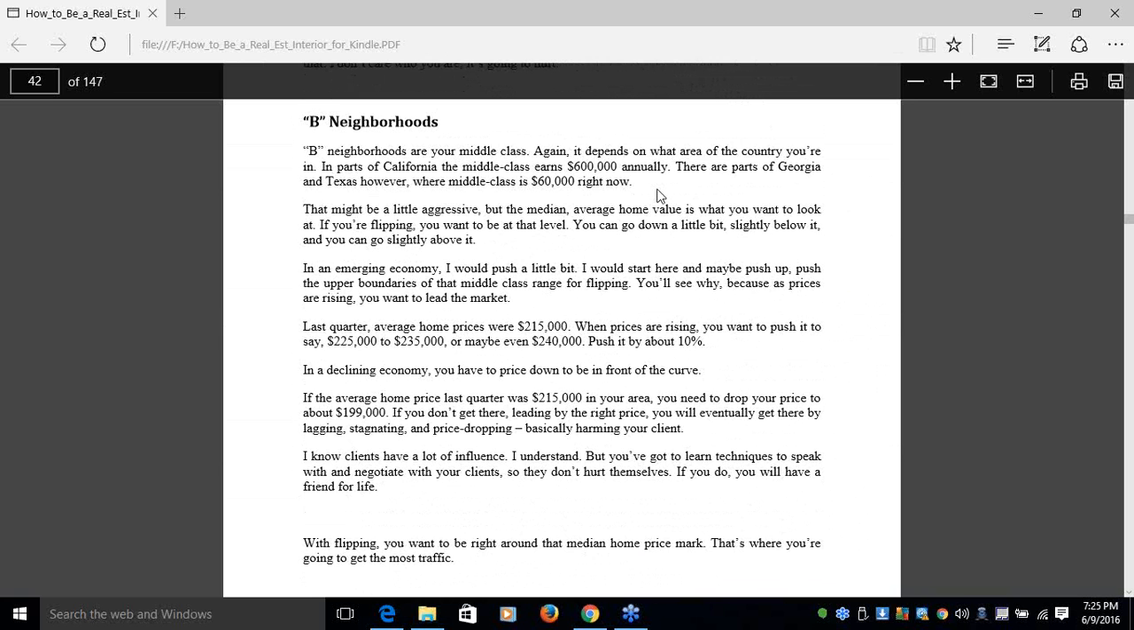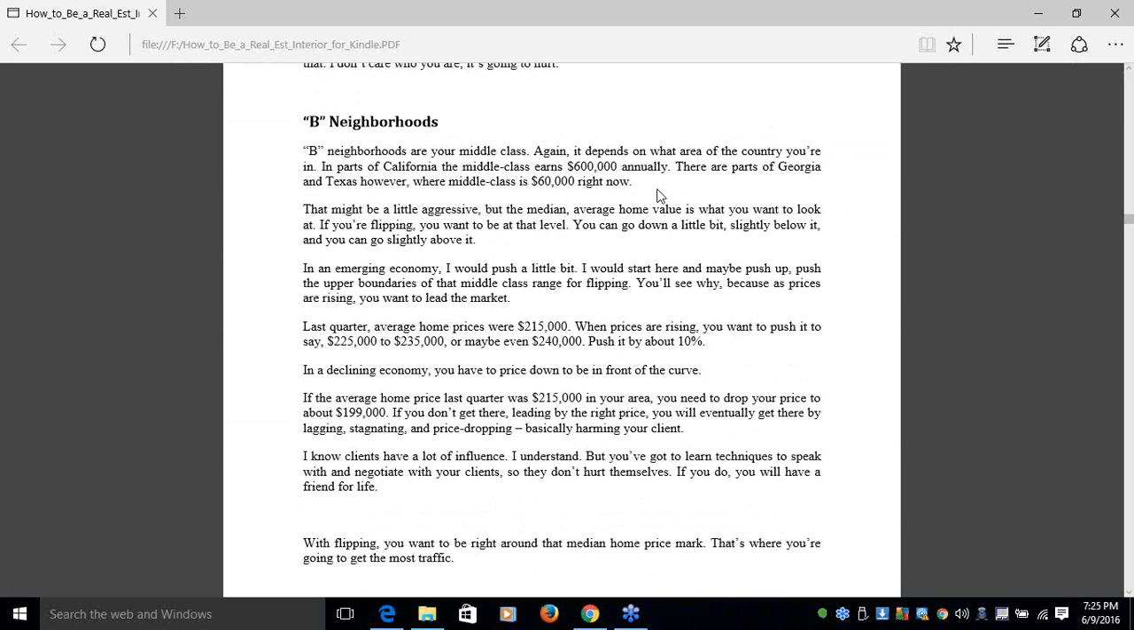Here's some aesthetics I'm going to give you. All right. For B neighborhoods, and this is going to be true no matter where you are, no matter what market you're in, the price range will fluctuate. However, the characteristics of A, B, and C are the same. Even though a B area in Boston will be 400,000 and a B area in Richmond, Virginia will be 200,000, the same aesthetics apply.